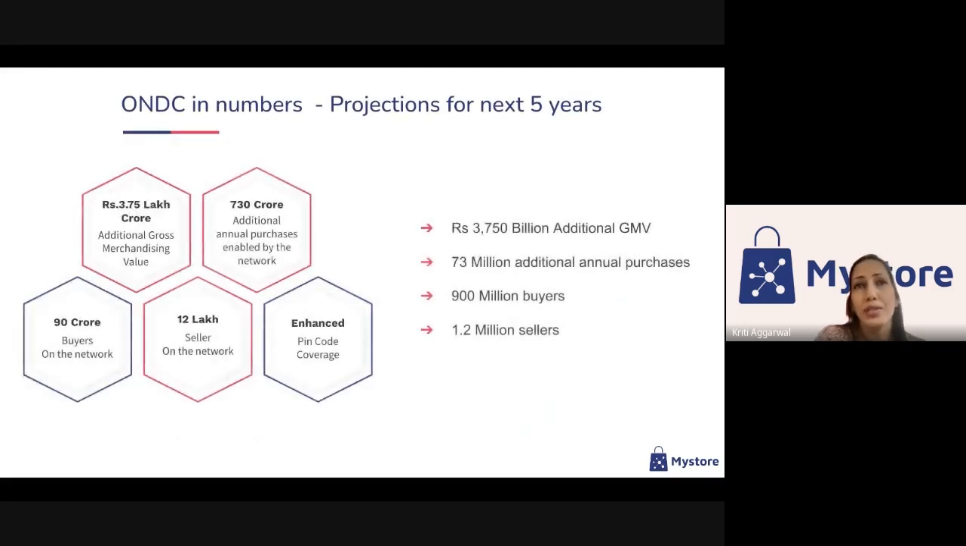So what are the projections? What is the future that ONDC has thought of for the next 5 years? They want to penetrate more than 75% of PIN codes in India with 90 crore buyers and 12 lakh sellers on a pan-India level.